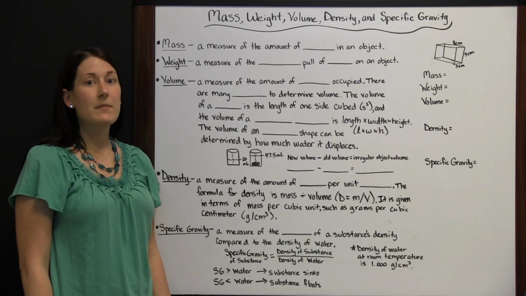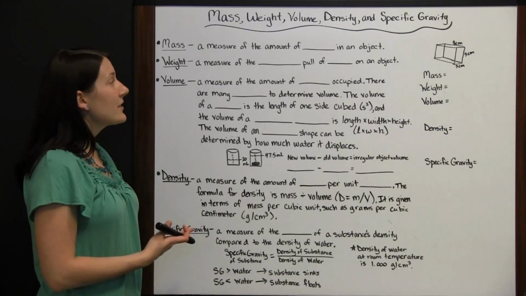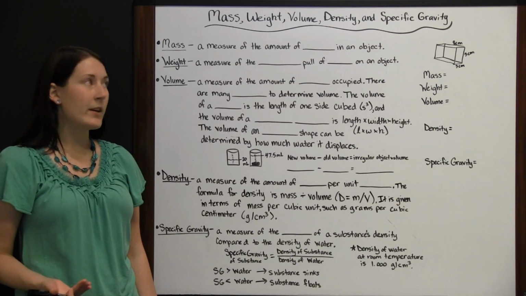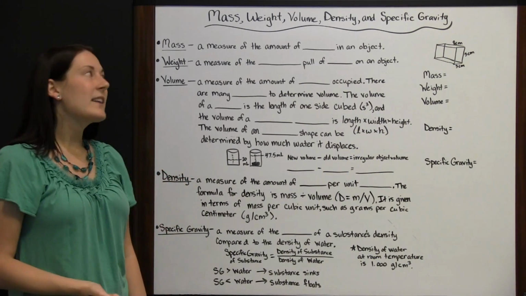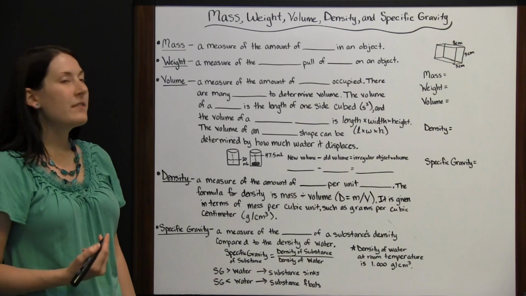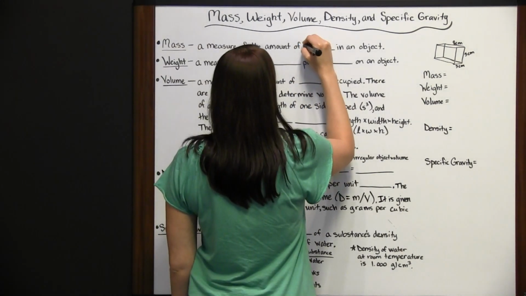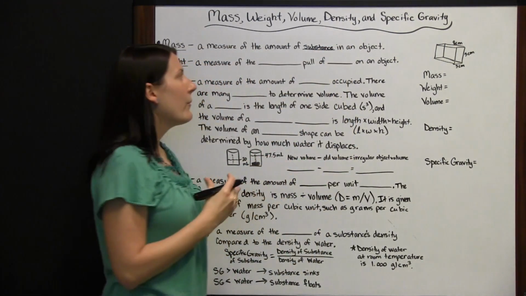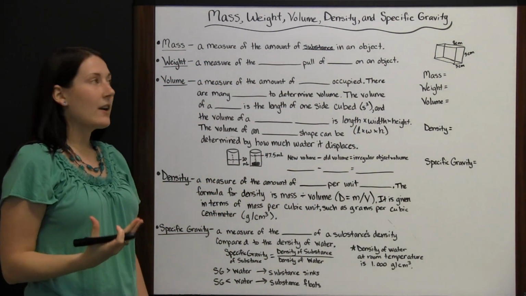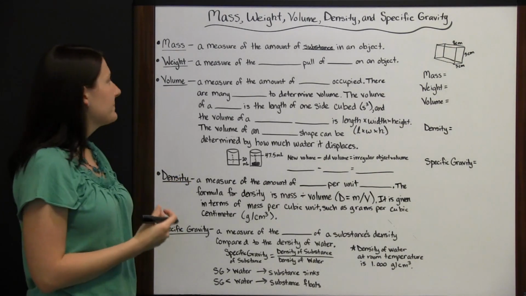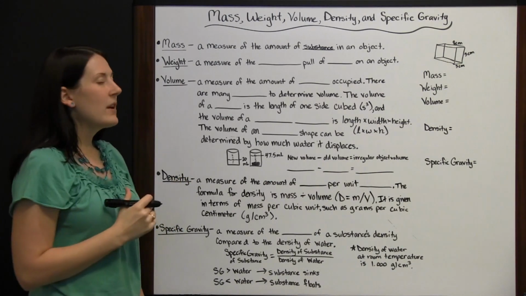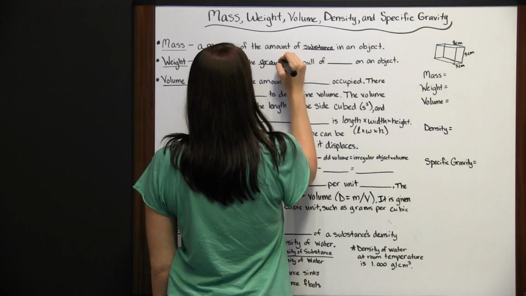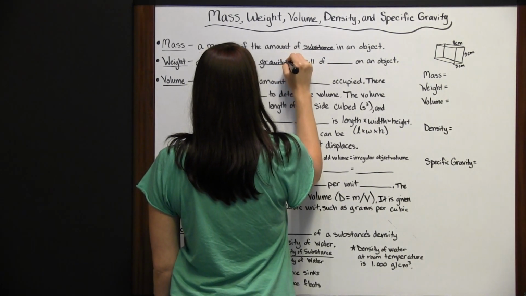Mass, weight, volume, density, and specific gravity. These are all important terms that you'll find in physics, and it's important that you know the difference between each one. First, we have mass. Mass is a measure of the amount of substance in an object. So, how many atoms or molecules of that one substance are in a specific object? That's what your mass is. Where weight is a measure of the gravitational pull of Earth on an object.